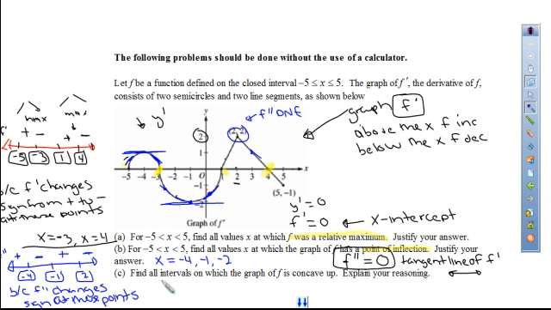Okay. Part C says find all the intervals in which the graph is concave up. It's concave up where the second derivative is positive. I already have it from part B. So where is my second derivative positive? It is positive from negative 5 to negative 4. Remember, it's not negative infinity because we start at negative 5. And from negative 1 to 2. Those are the intervals where it's concave up. Why?